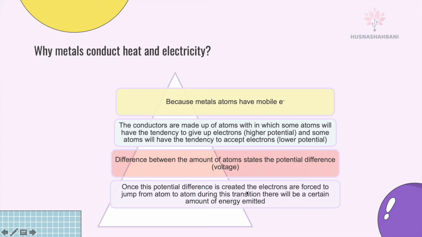Like we learned previously here, what caused the movement of electrons? Because in the conductor, some atoms give up electrons, some atoms accept electrons. When there is a difference in potential, we call it potential difference, that's voltage. So that's why metal can conduct heat and electricity, because of the existence of mobile electrons.